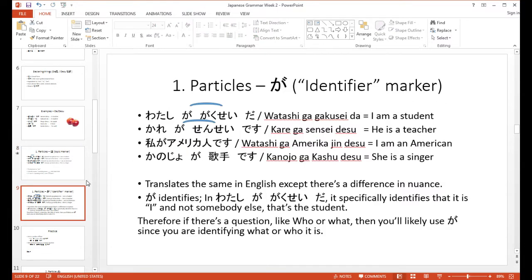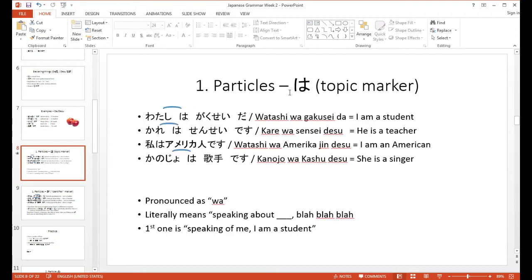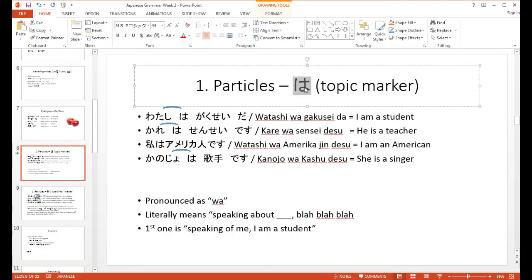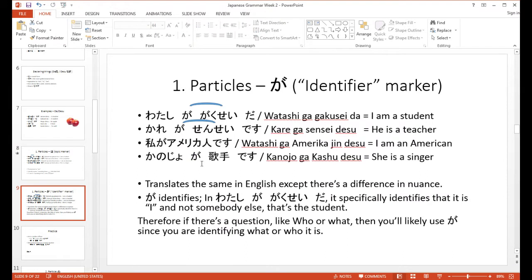Okay. And let's go with the particle ga. Oh, again, this wa, by the way, is pronounced as wa, even though it's typed, you know, as ha. If it's used as a particle, it's pronounced as wa. Alright. Now ga, Taikim uses the term identifier particle.